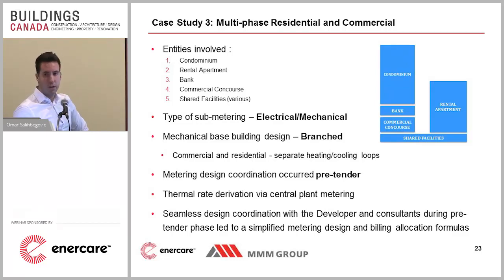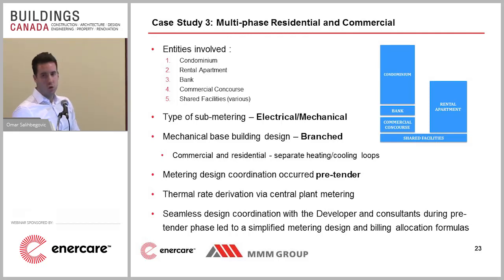The mechanical, I'm going to focus on mechanical because I've talked enough about electrical now, was what we call branch type base building design. Metering design coordination happened before construction and actually before tender. So this is the best case scenario for a metering designer.